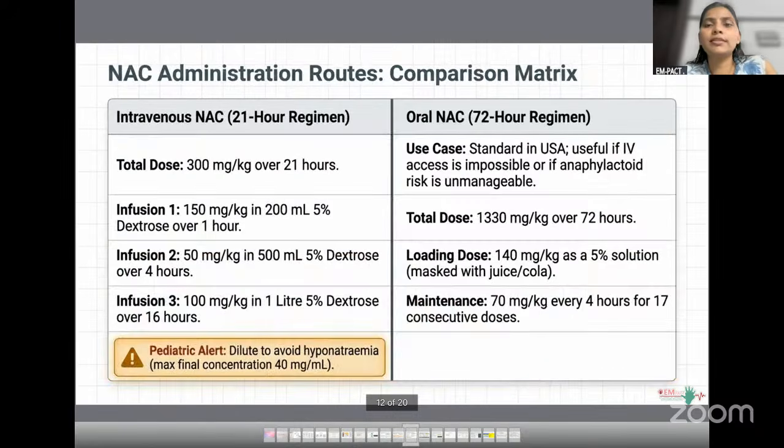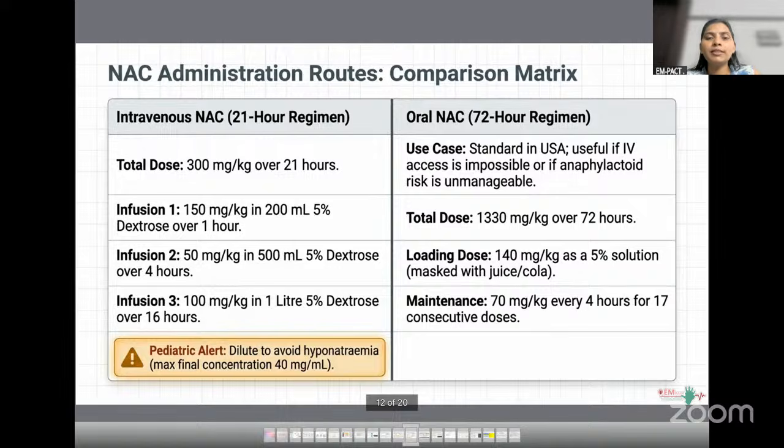Come to the NAC regimens. We already know there are two regimens existing. One is the intravenous NAC therapy, the other is the oral NAC therapy. The intravenous NAC therapy that we are giving over 21 hours, and the total dose we are giving is 300 mg per kg. During the first hour, we will be giving 150 mg per kg in 200 ml of 5% dextrose over 1 hour, followed by 50 mg per kg in 500 ml of 5% dextrose over 4 hours, and 100 mg per kg in 1 liter of 5% dextrose over 16 hours.